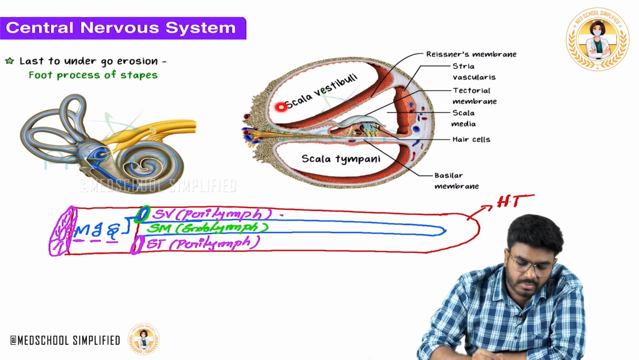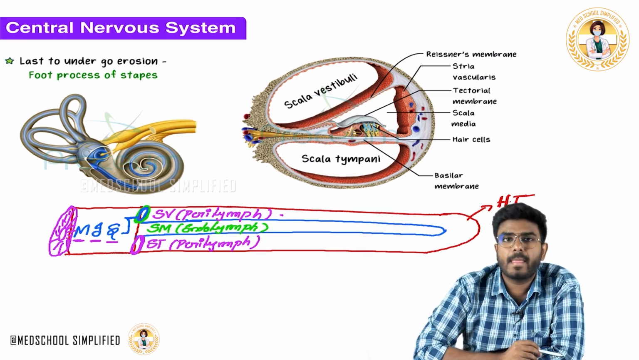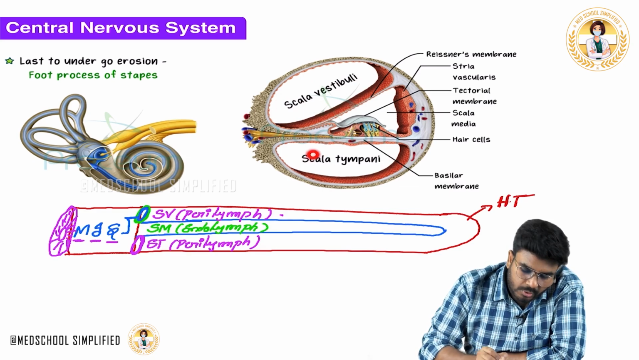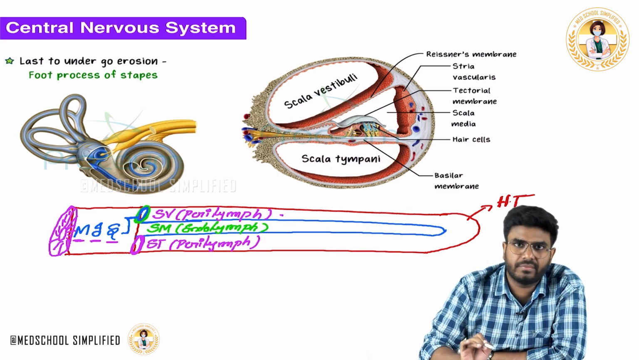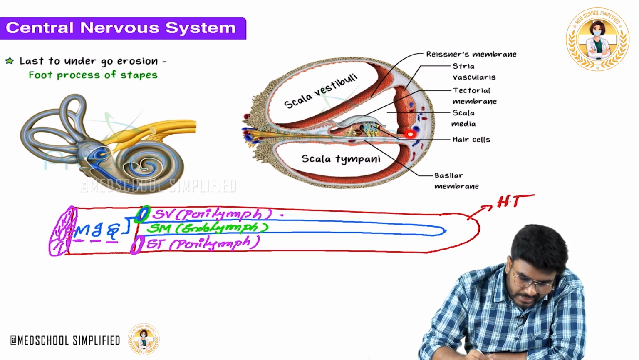What is there in the scala vestibuli? In the scala vestibuli there is perilymph. The innermost chamber is called the scala tympani. What is there in the scala tympani? The same perilymph. Now this middle chamber is called the scala media. What does the scala media consist of? The scala media consists of endolymph.